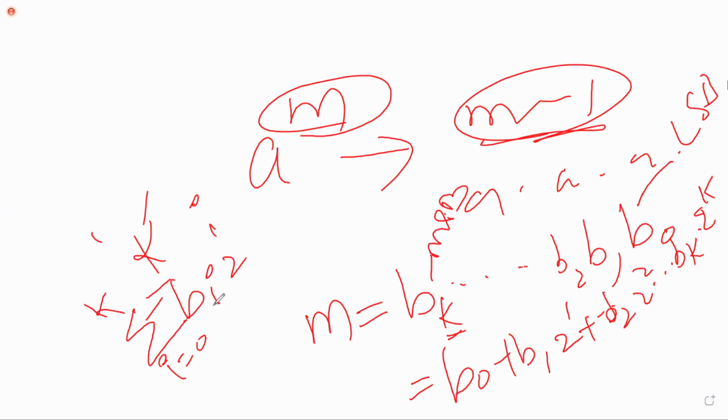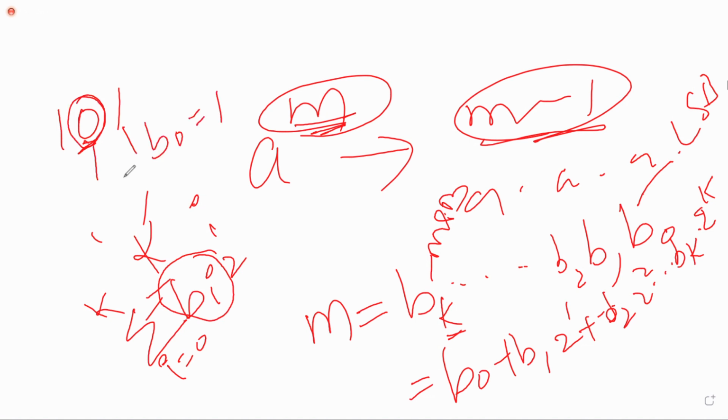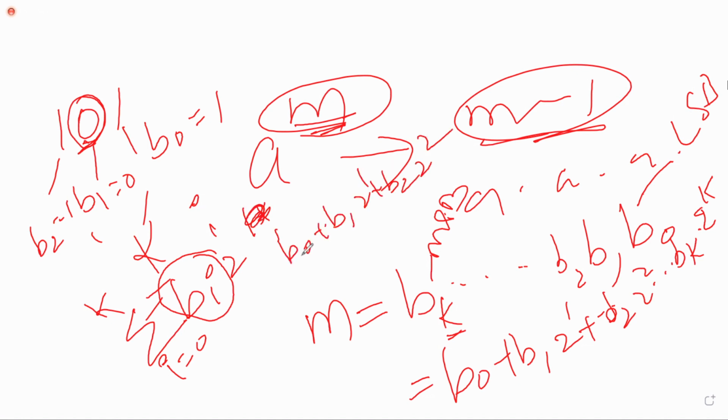If the corresponding bit bi is 0... suppose m is equal to 5, which is 101 in binary. So b0 will be 1, b1 will be 0 and b2 will be 1. How can we represent this? b0 plus b1 into 2 power 1 plus b2 into 2 square. So b0 is 1, plus b1, which is 0, and 0 into anything is 0, plus b2, that is 1, into 2 power 2. Like this we need to specify.